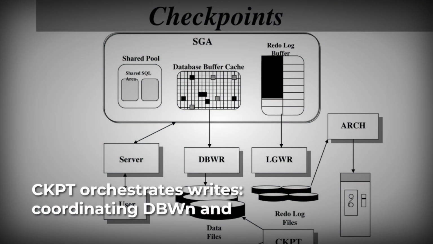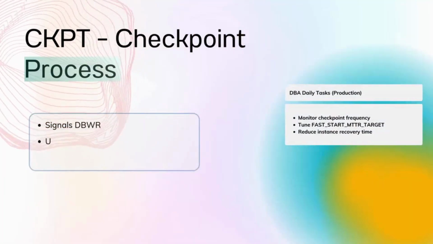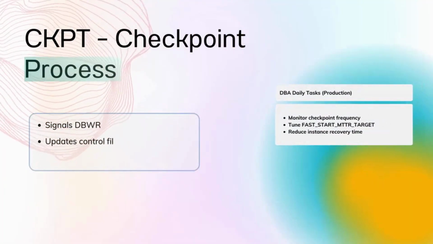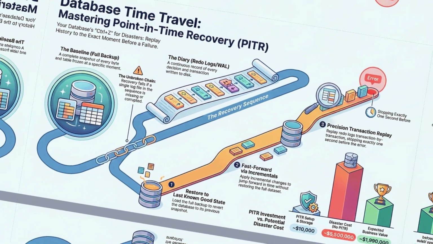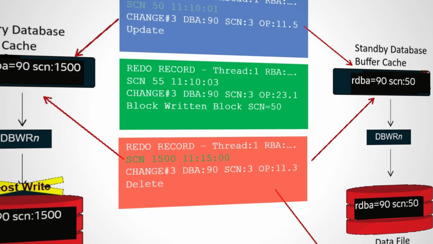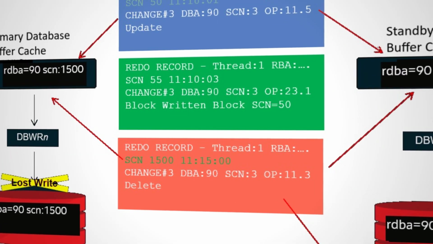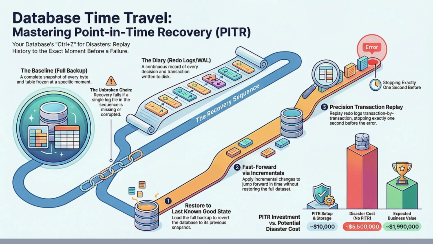The checkpoint process, CKPT, coordinates with both DBWn and LGWR. At each checkpoint, CKPT signals DBWn to write all dirty buffers up to a specific system change number, SCN, and updates file headers with this SCN. This marks the recovery line, telling Oracle where to start applying redo after a crash.